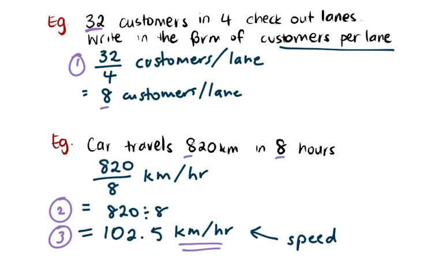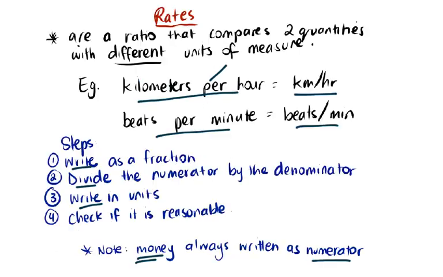So 1, write as a fraction. 2, divide those amounts. And 3, make sure you write kilometres per hour. And lastly, don't forget that if there's money in the question, that is always written as the numerator in that fraction that you're going to divide.